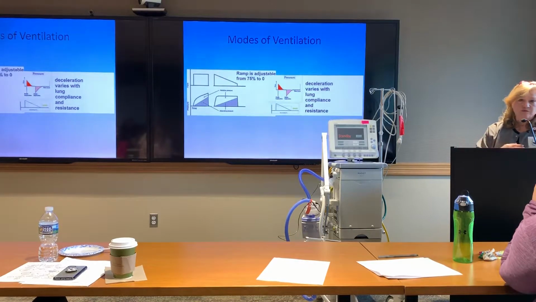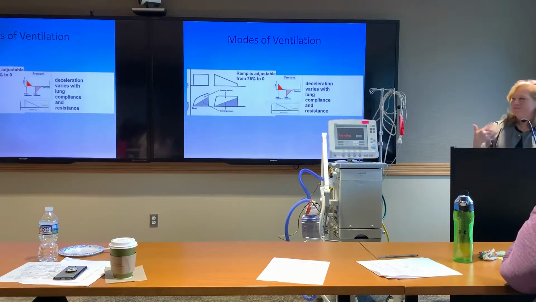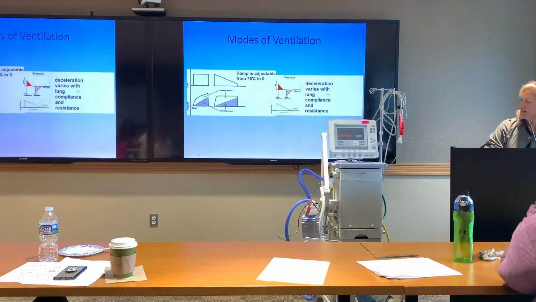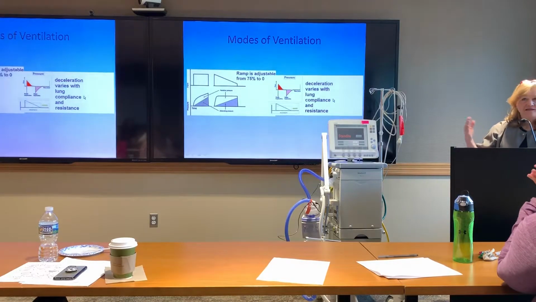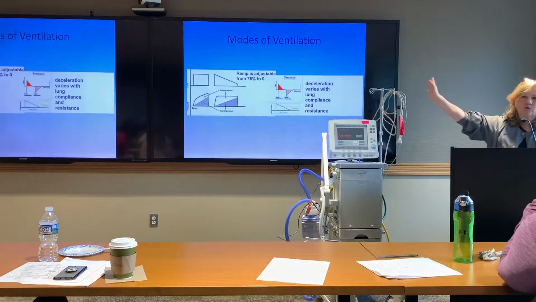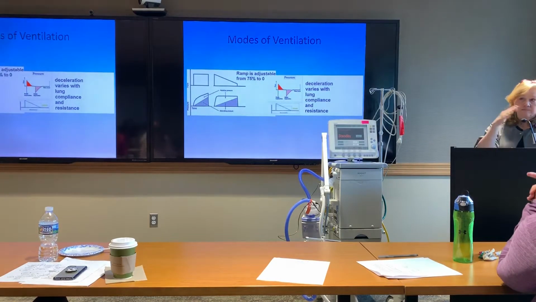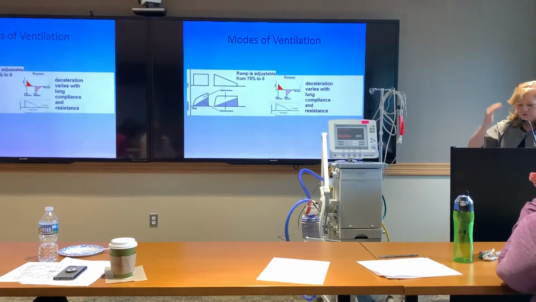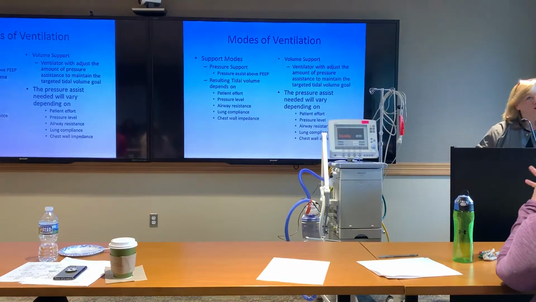If I want to change how much volume I get, I have to change my I-time, or I have to change my pressure level, things like that. But it's a decelerating pattern, and the main thing to take home with that is the decelerating pattern, whether it's a volume ventilation or a pressure mode. It's the best one for gas distribution and gas exchange in the lungs. Does that make sense? Okay, I know some of this is way more than you want to know, but you just need to know it all.